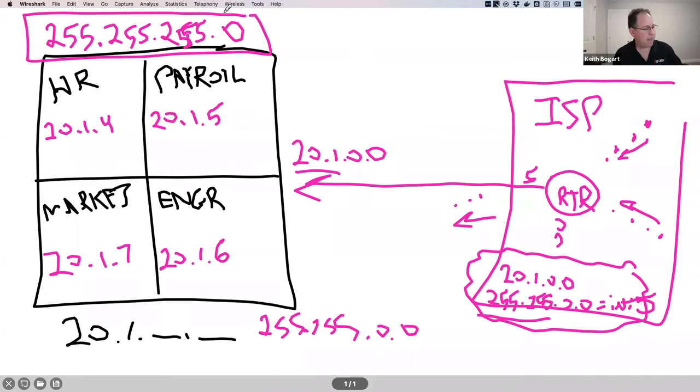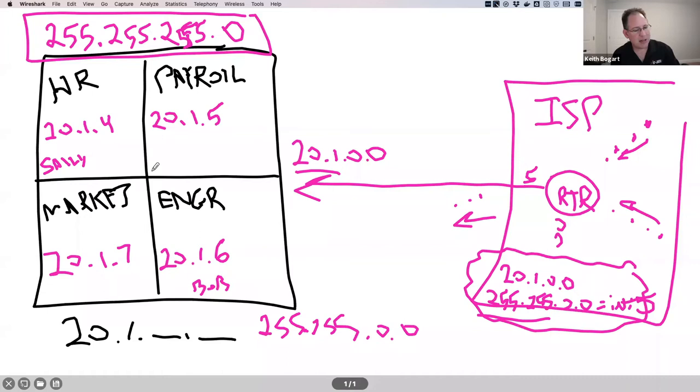well now, Sally right here, who's in HR, who is 20.1.4 dot something, when she wants to send a packet to Bob over here in engineering, Sally is going to believe that Bob is in a completely different network because he is, right? Sally's going to say, my network, based on my subnet mask, is 21.4. I'm trying to send a packet to 21.6. That's a different pattern than me. Those first three numbers are not the same as my first three numbers. So I need to send that packet to my router.